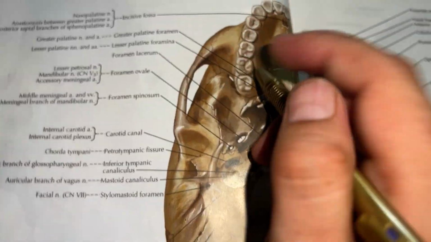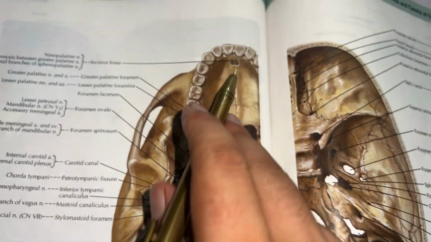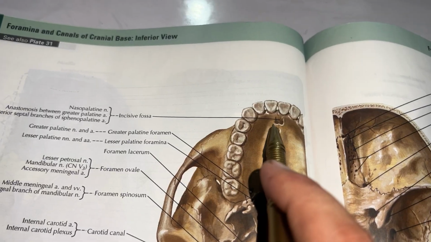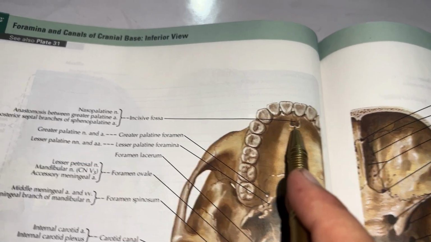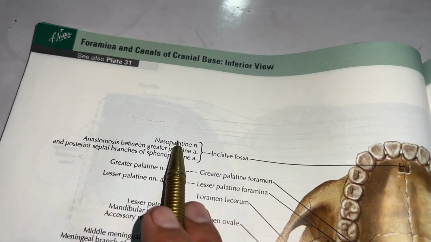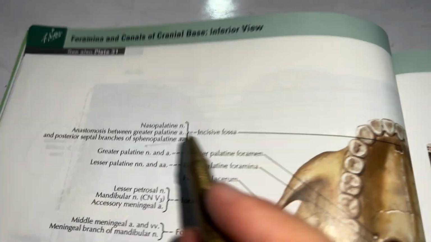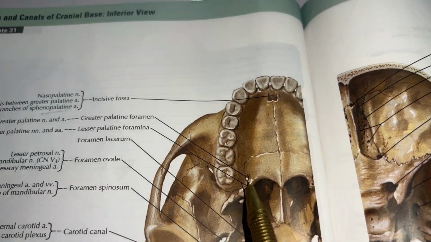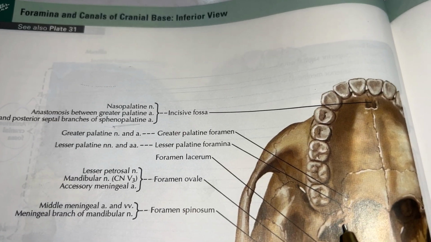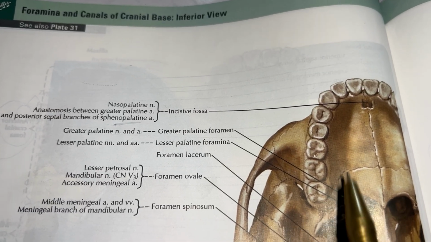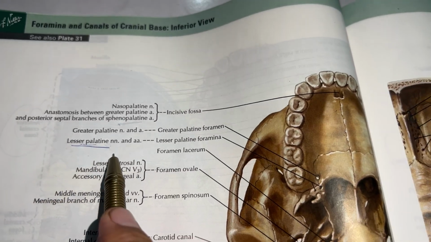Now we will look into the foramina and their contents. This is the external surface of the base of the skull. You can see this is the hard palate. The anterior part has the incisive fossa or incisive foramina, and it transmits the nasopalatine nerve and sphenopalatine artery. This is the greater palatine foramen, which transmits the greater palatine nerve and artery. This is the lesser palatine foramina, and it transmits the lesser palatine nerve and artery.